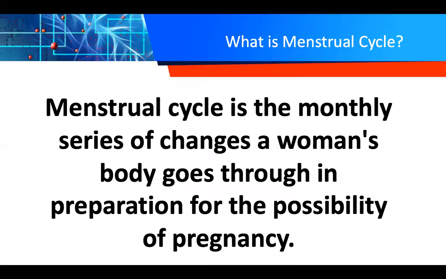And what is the menstrual cycle? The menstrual cycle is a monthly series of changes a woman's body goes through in preparation for the possibility of pregnancy. During the menstrual cycle, an egg develops in an ovary. At the same time, the lining of the uterus thickens in a way that prepares the uterus for a fertilized egg.